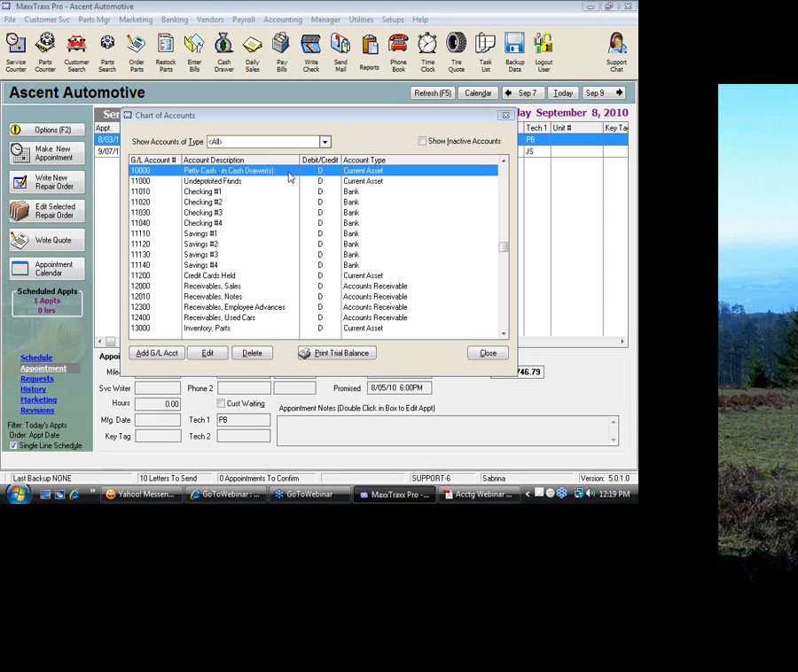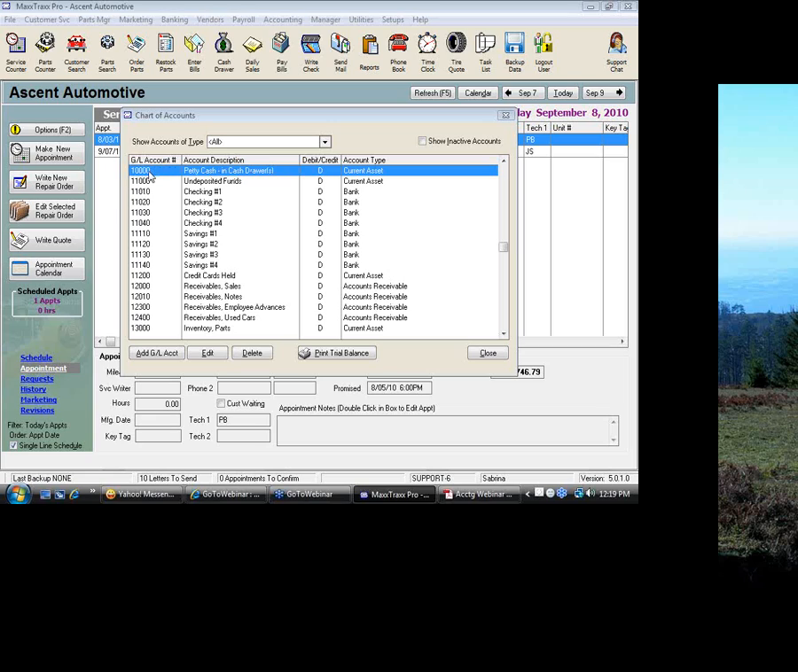So starting with petty cash, I know there's a few MaxxTraxx users on the call that used to use our DOS version. We had a petty cash that we used pretty much on a daily basis. And in that version, it made sense. In MaxxTraxx, we really don't have a clean way to put money in and out of this petty cash account. So frankly, I recommend most shops don't use it. Now you can, and then let me back up.